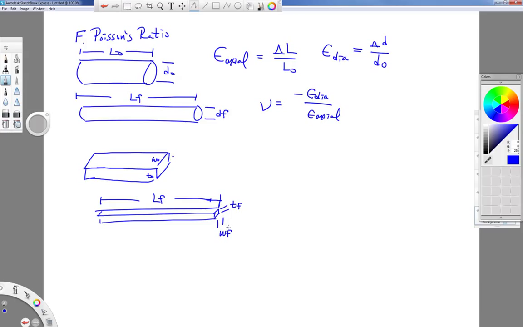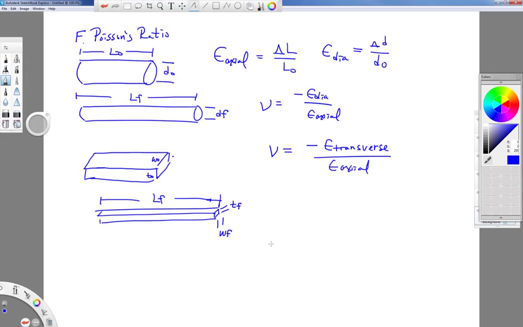So you get strain in those directions as well. You can find the change in width divided by the initial width, or the change in thickness divided by the initial thickness. In that case, instead of calling it the diametral direction, what we would say is that's the transverse direction. So some people will write this as the negative of the transverse strain divided by the axial strain.